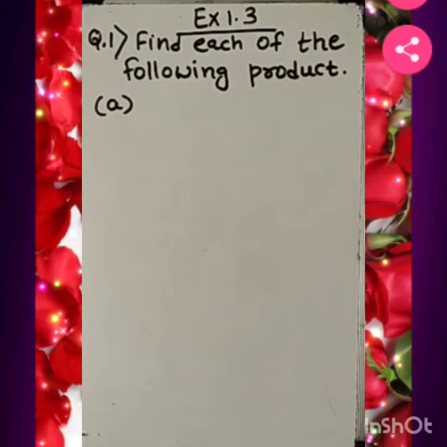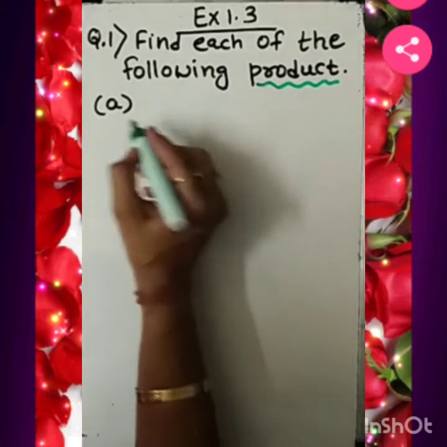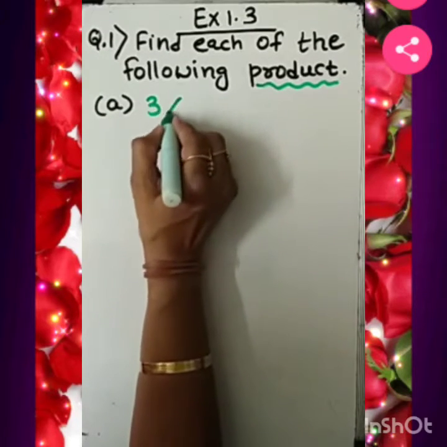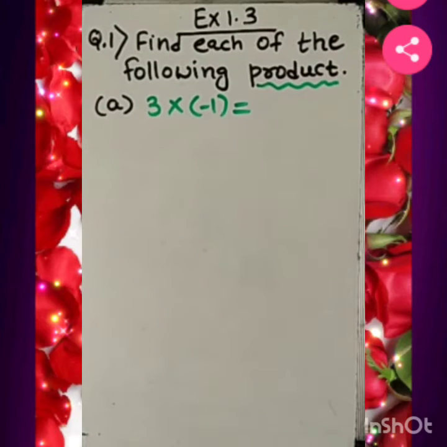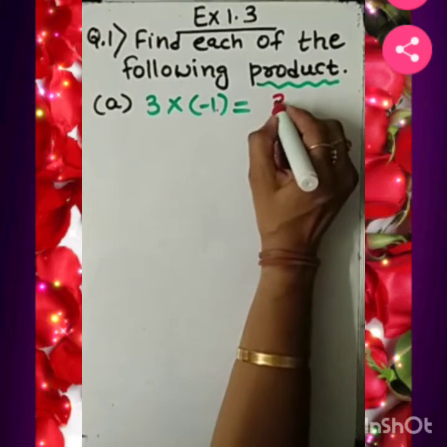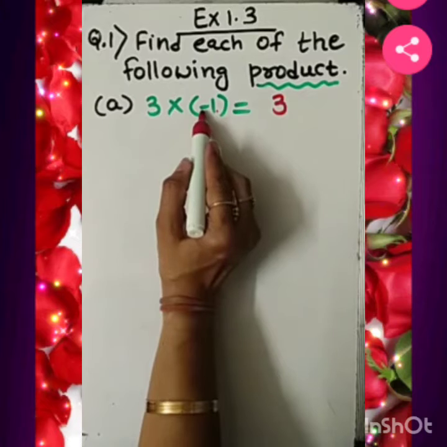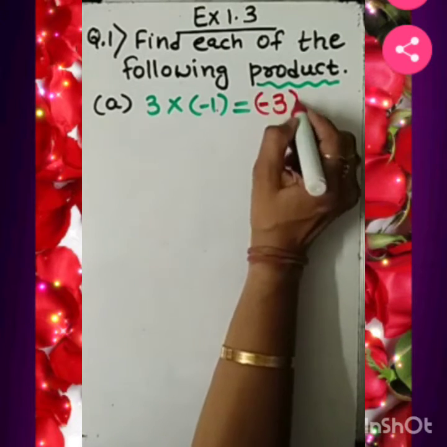Chapter 1 Integers, Exercise 1.3. Question number 1. Find each of the following products. The word product indicates multiply, right? So first we are given 3 into minus 1. We know that when we multiply 3 with 1, we get 3. But since a negative sign is there one time, it is minus 3.